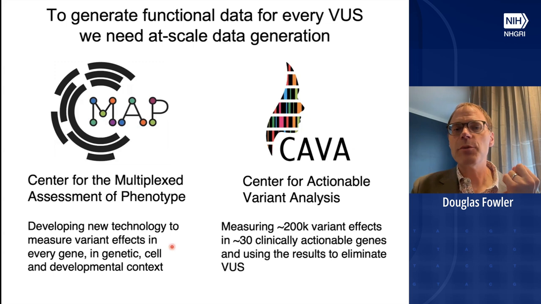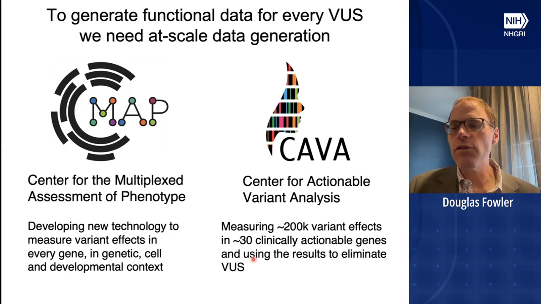And then, as Chris already mentioned, I, along with my colleague Leah Starita, lead the Center for Actionable Variant Analysis, which is a part of the IGVF consortium. And our goal here is to measure about 200,000 variant effects in about 30 clinically actionable genes, which would roughly double the number of genes we have data for, and then use the results to eliminate variants of uncertain significance, just like I told you about.